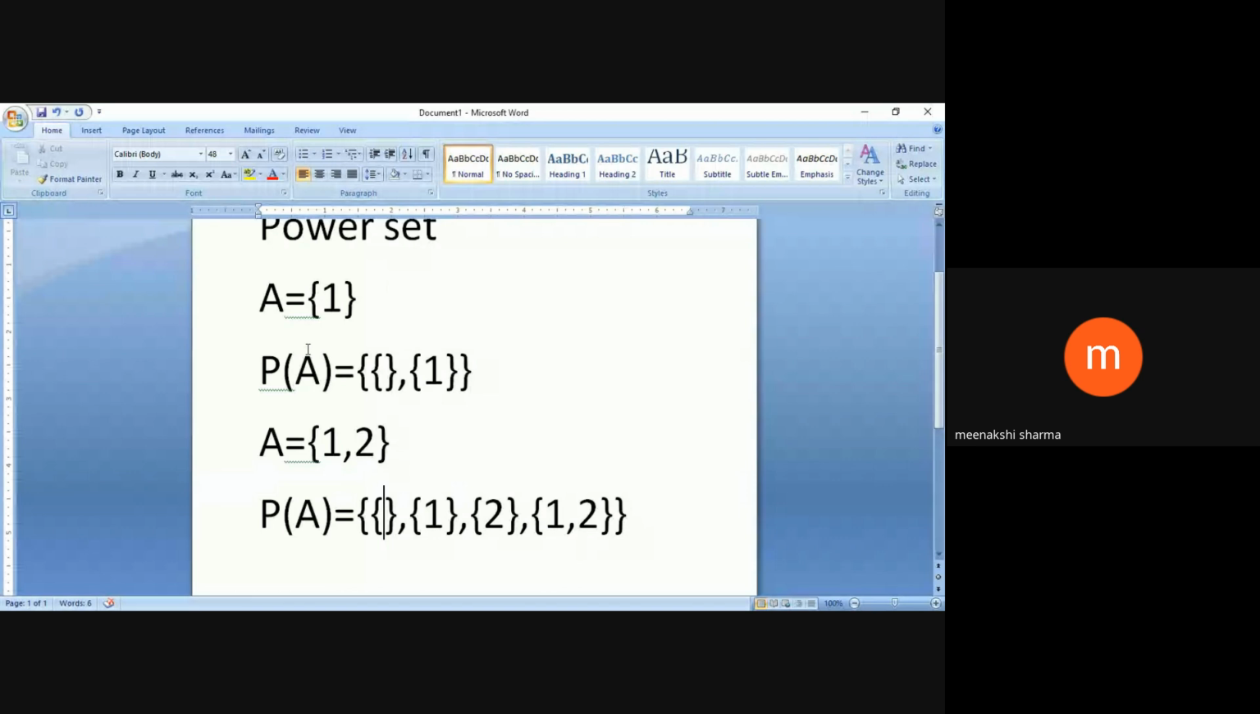Power set of A. A is a set with just one element. Then the power set of A: firstly we use the empty set, then we take 1. Then another example of power set is set A with two elements, 1 and 2. The power set of A: the empty set, then separately 1, then separately 2, then both combined, {1, 2}. It's also called the power set. Okay, students. Then we take another example.